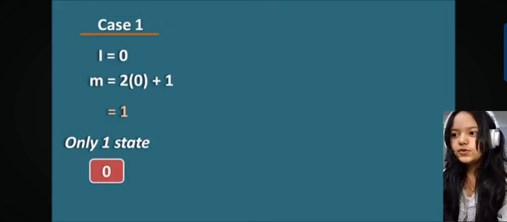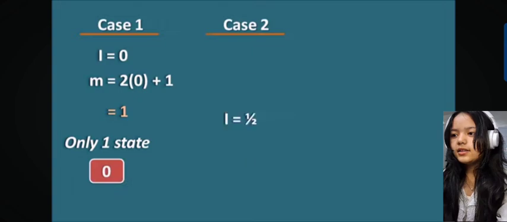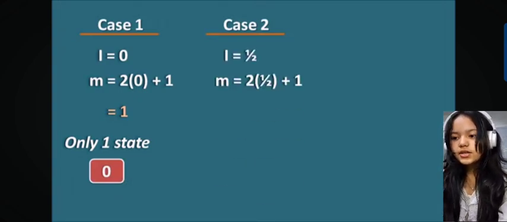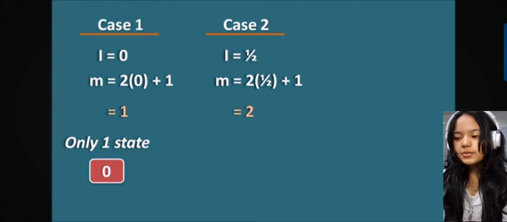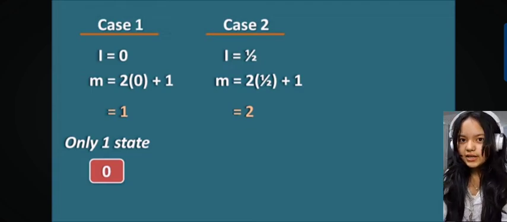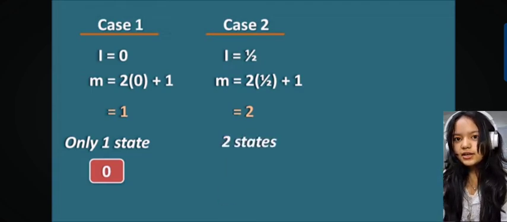Let's take case 2 where I is equal to half, and then M is equal to 2 into half plus 1, so it gives 2. So now the nucleus under the applied magnetic field can have two spin states, and the spin states will have spin quantum numbers minus half as well as plus half.